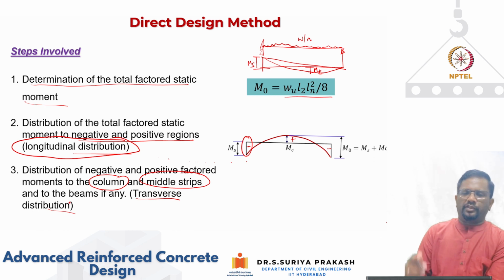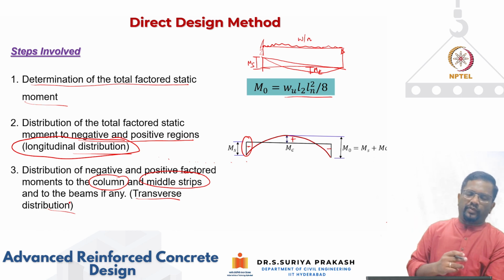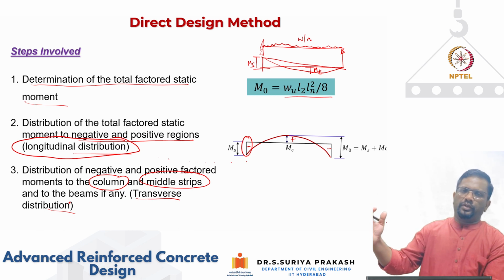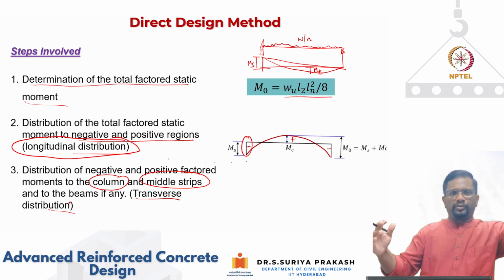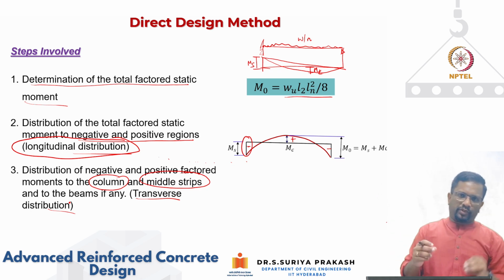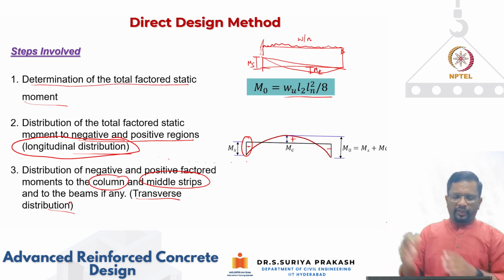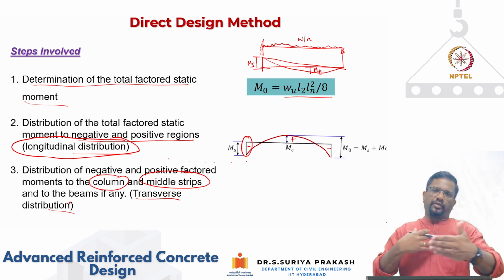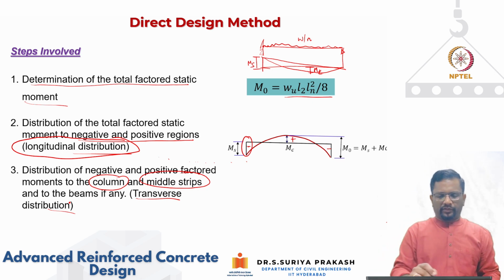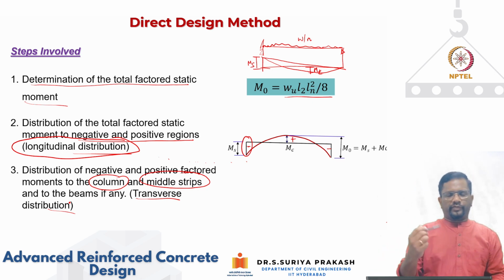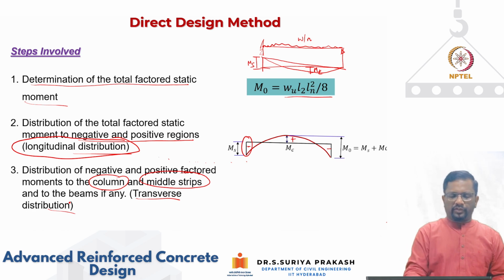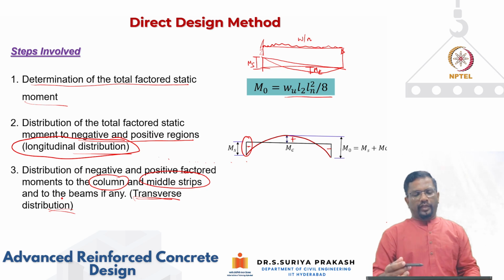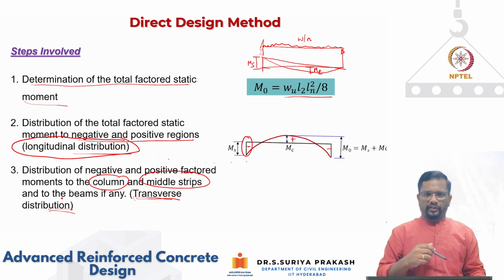So what is the first step? For each span we calculate the total factored static moment. Then we calculate the longitudinal distribution, which is how much moment should go to the support and how much moment should go to the mid-span, for all the spans. Then once we have this longitudinal distribution, we distribute in the transverse direction: how much should go to the column strip and how much should go to the middle strip. This is called transverse distribution. These are the essential steps involved in the direct design method.